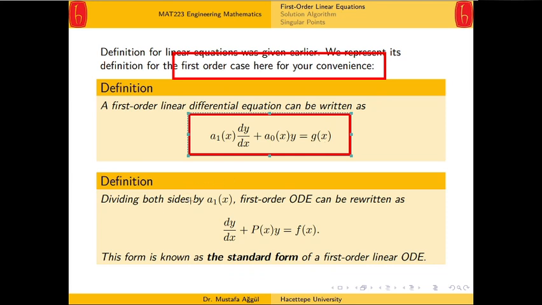So, another definition: if we divide both sides by the leading coefficient, so the coefficient of the first derivative, we end up with the standard form, and the standard form is given in this way. So a naught x divided by a1 x is p of x. We rename it, and it's p of x here as the coefficient of y, and also g of x divided by a1 x is equal to f of x, and this is our standard form.